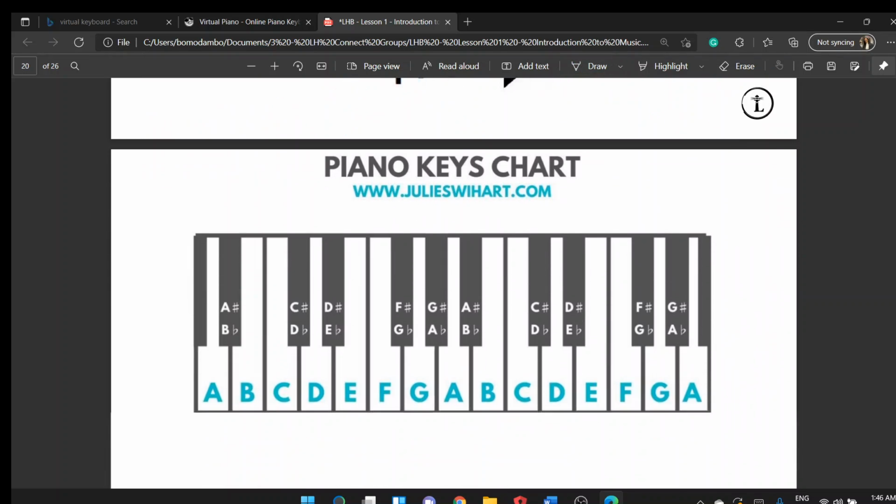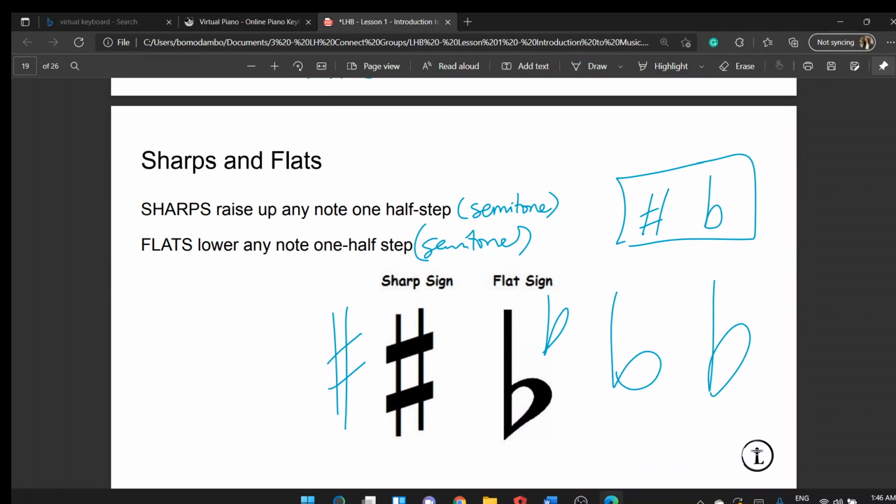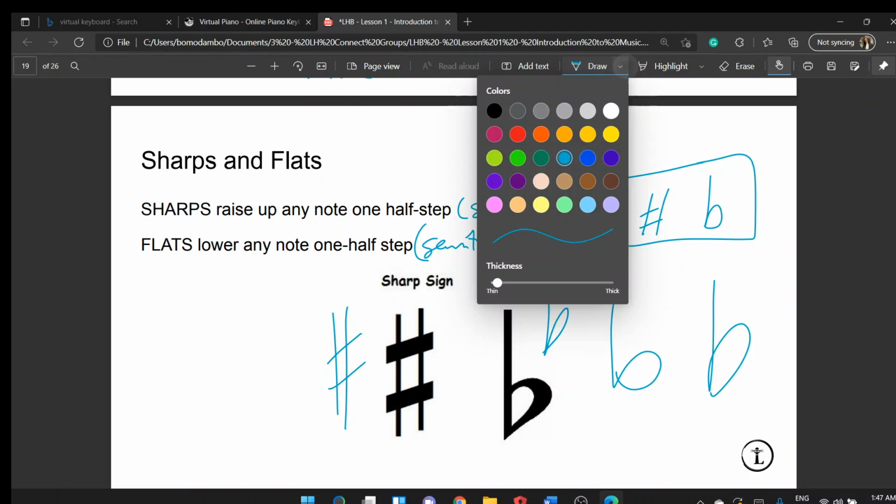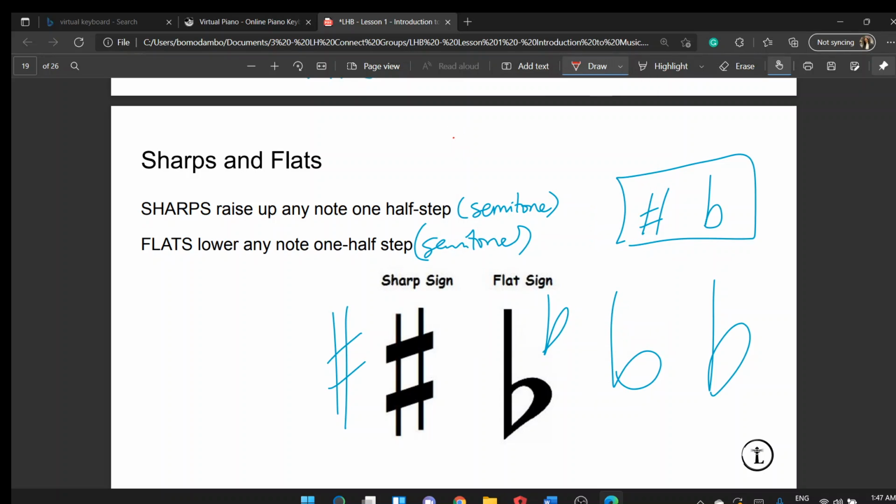Anyway, so what do I mean by raise? So sharp raises a note by one half step. Let's say we have C, because that's the easiest thing to deal with. Let's raise C by one half step. You put a sharp to it. Maybe let's say we have E. Now, flats, what do they do? Let's lower E by one half step. So E becomes E flat.